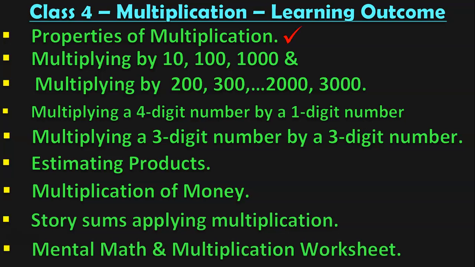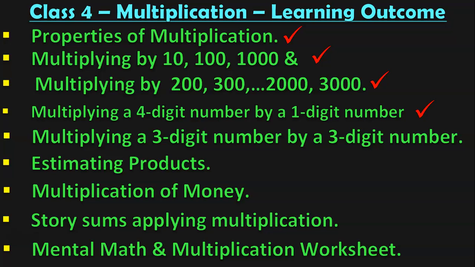So dear viewers, these are all the learning outcomes in class 4 under the topic multiplication, of which we have seen the first topic, properties of multiplication, in the first video for class 4. In the second video we saw multiplying by 10, 100, 1000, and then in the third video we saw how to multiply by 200, 300, 2000, 3000, and so on. Now in this video we saw how to multiply a 4-digit number by a single-digit number. In the next video we will be seeing how to multiply a 3-digit number by a 3-digit number, both regrouping and without regrouping.